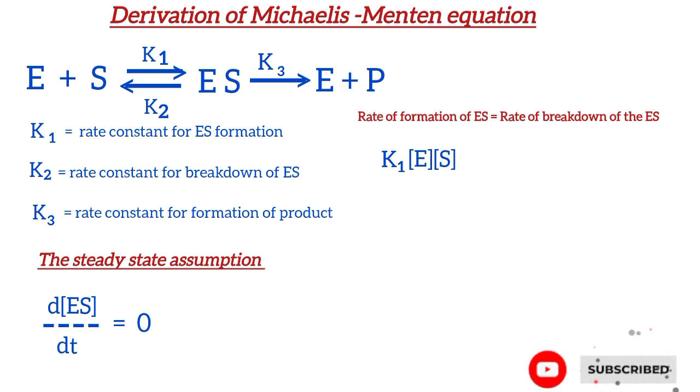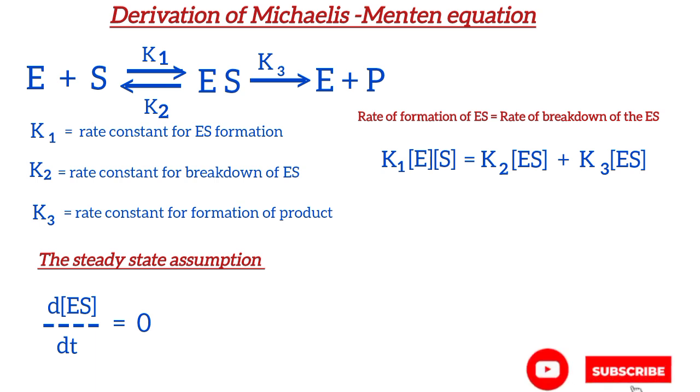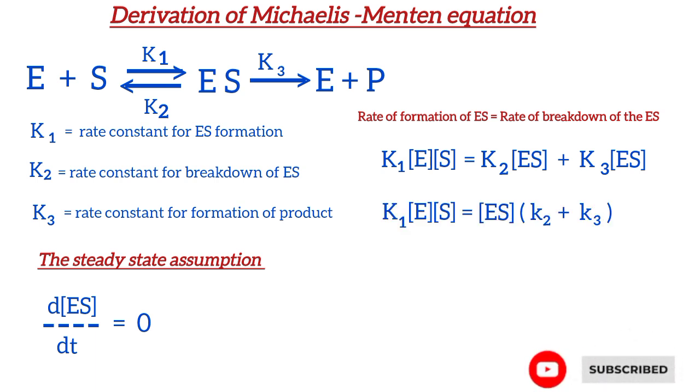We also know that K2 is the rate constant for the breakdown of the enzyme-substrate complex, and K3 is the rate constant for product formation, that is, the dissociation of the enzyme-substrate complex. So, the rate of breakdown of the enzyme-substrate complex would be K2 times the concentration of the enzyme-substrate complex plus K3 times the concentration of the enzyme-substrate complex. Factorizing ES on the right-hand side of the equation, we have this.